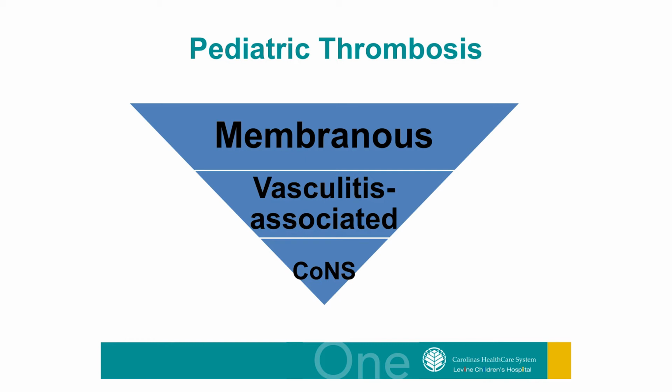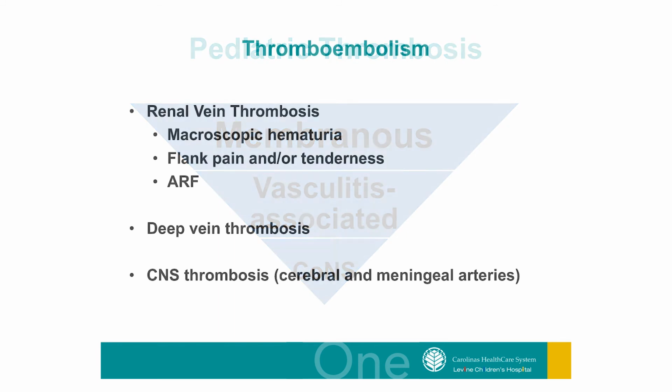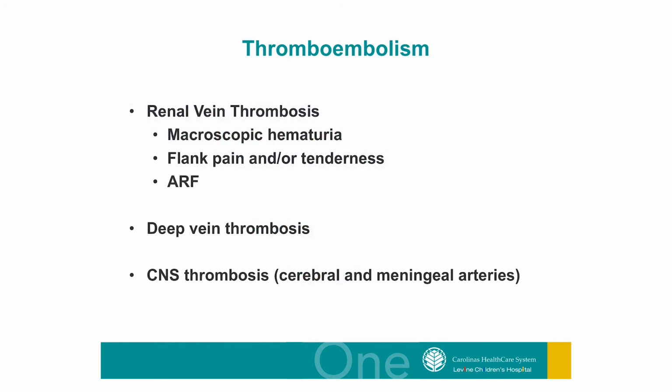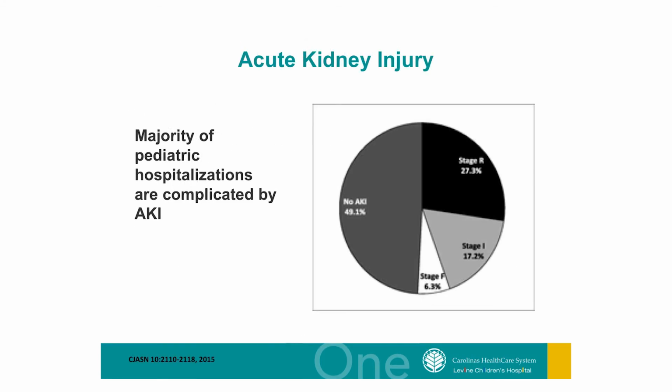This is always an interesting group because you're taking a population that has totally normal GFR, and you're going to take their kidneys out and transplant them. But it's a life-saving event in their lives. We see renal vein thrombosis, which can present with macroscopic hematuria, flank pain or tenderness, or acute kidney failure. Deep vein thrombosis, we've had a young man in recently that's had several issues with this. And luckily we don't see CNS thrombosis very often, but it's also something that we worry about.